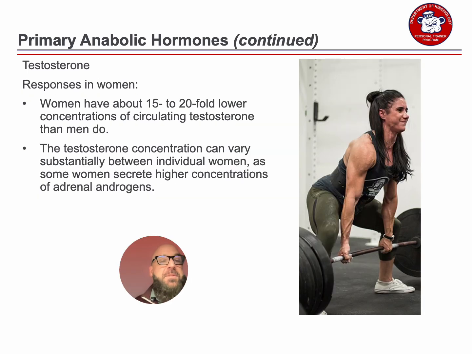All right. Now, for women specifically, women have about 15 to 20-fold lower concentrations of circulating testosterone than men do. The testosterone concentrations can vary substantially between individual women, as some women secrete higher concentrations of adrenal androgens or testosterone, protein-building stuff. So you might look at this woman and say, well, she's pretty muscular. Well, she might be a woman that has a little bit higher concentrations of testosterone than the next woman. This is where individuality comes in. So it's not only just genetics like muscle structure, but also now we're talking about hormone concentrations.